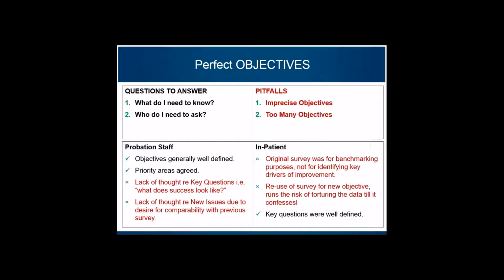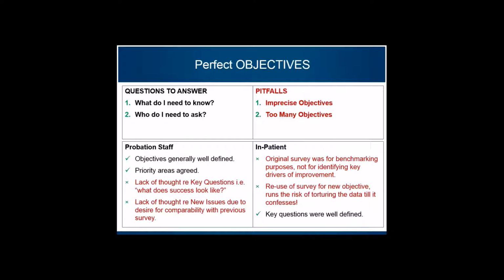So on the objective, in my handout that's available, I go through each of these scopes and I list first of all what I consider to be the key questions to answer. In this case, what do I need to know and who do I need to ask? And then I list the pitfalls that people can fall into. Here, 2 pitfalls that we often see are imprecise objectives and too many objectives. So let's have a look at the 2 case studies that we were looking at here.